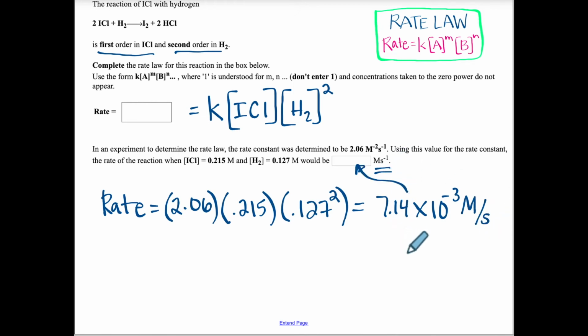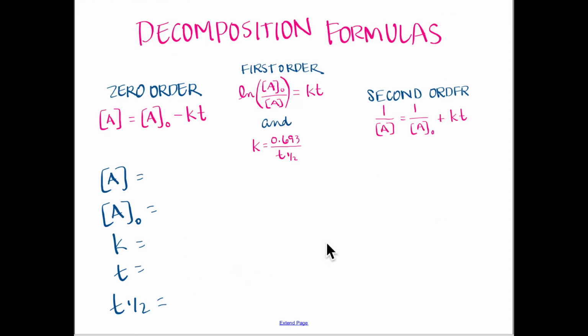Now you need to be able to do these where you're calculating for rate, but also if they gave you the rate, you would need to be able to calculate for the rate constant. These are the formulas you will use for calculating kinetics of a decomposition reaction. They're slightly different for each order, but in all of the orders, these variables remain the same.